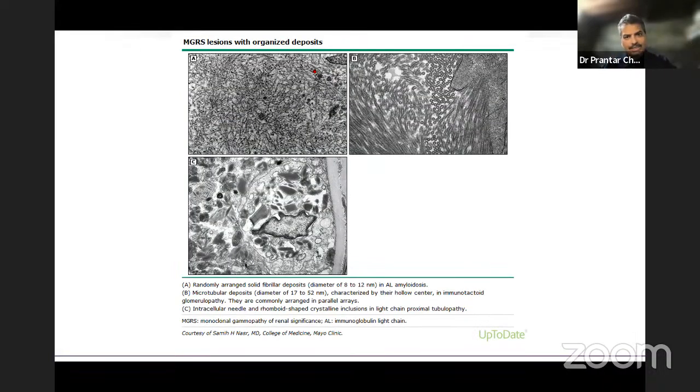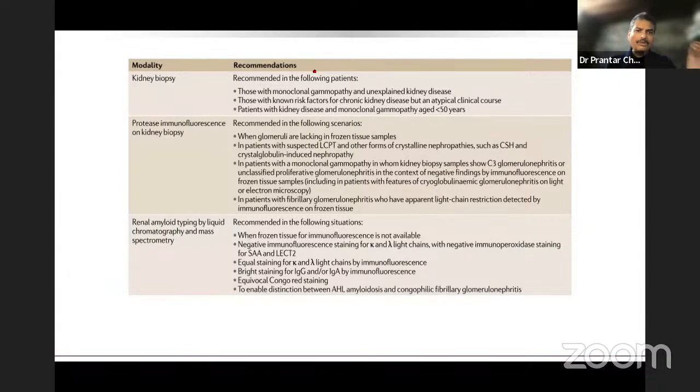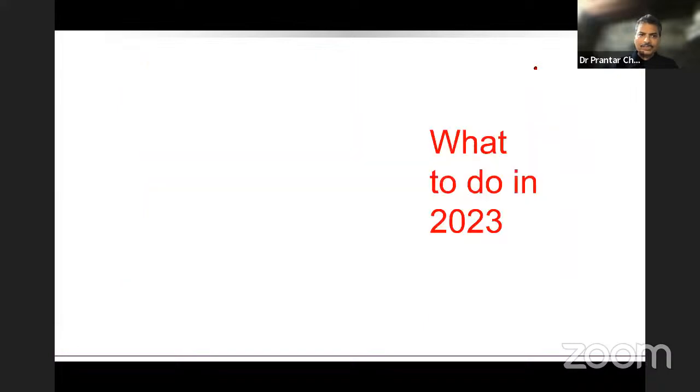You can have organized fibrillary deposits. Biopsy is recommended for those who have monoclonal gammopathy and unexplained kidney disease, those with known risk factors for chronic kidney disease but an atypical clinical course. Most of the time we miss it in diabetics. Also patients with kidney disease and monoclonal gammopathy less than 50 years of age. You have to do it, right? It is a safe procedure.